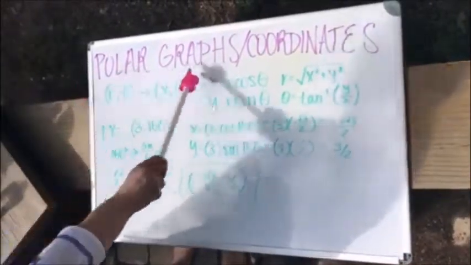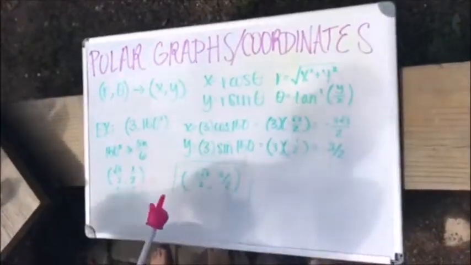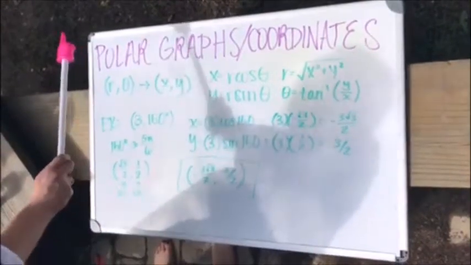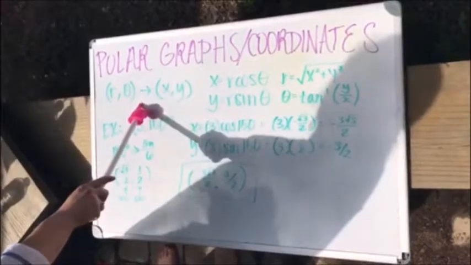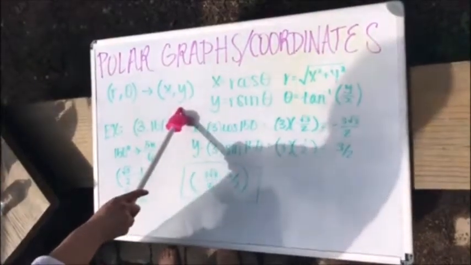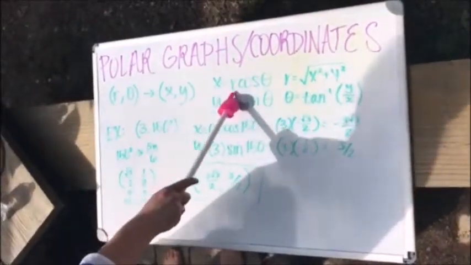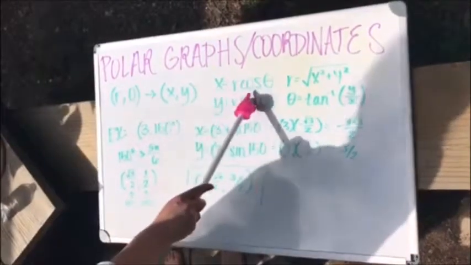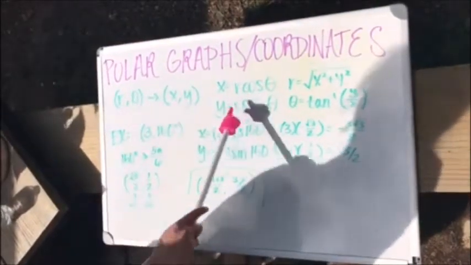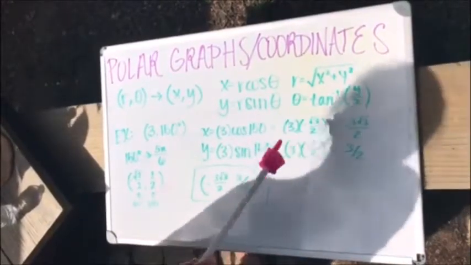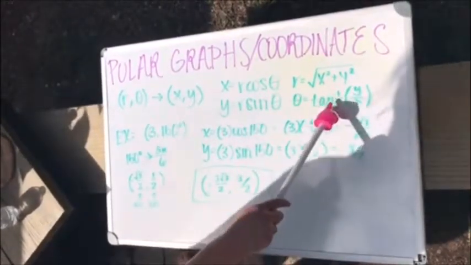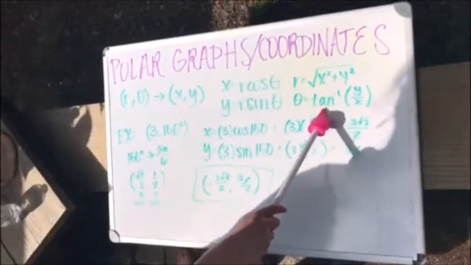Alright, let's talk about polar graphs and coordinates. The coordinates you have are the radius and the degrees, which you can convert to rectangular coordinates. The way you do this is x is equal to r cosine of theta, this theta, and y is equal to r sine of theta.